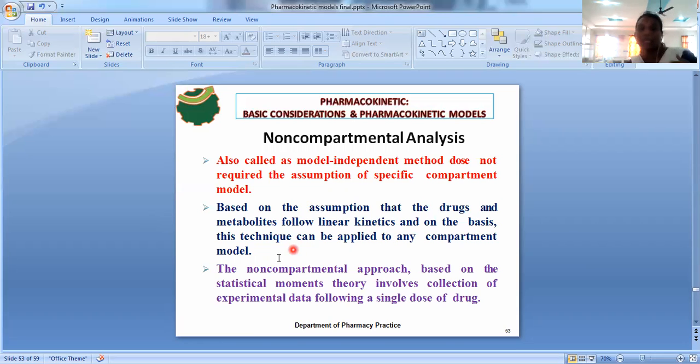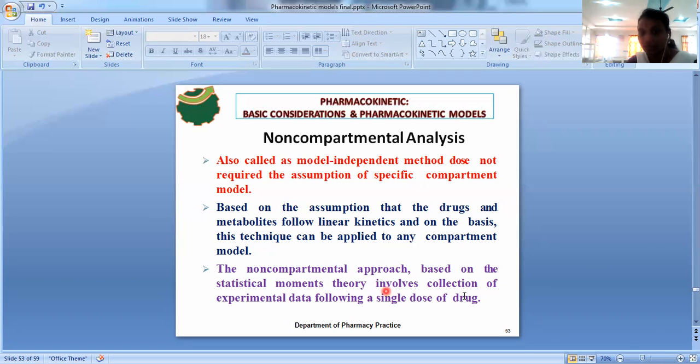What does the assumption mean here? Only that the drug and the metabolites follow linear kinetics, and apart from that, the parameters you take from the linear kinetics can be applied to any compartment model, whether one compartment, two compartment, or three compartment, irrespective of the number of compartments involved. The whole non-compartmental analysis is based upon statistical moment theory.